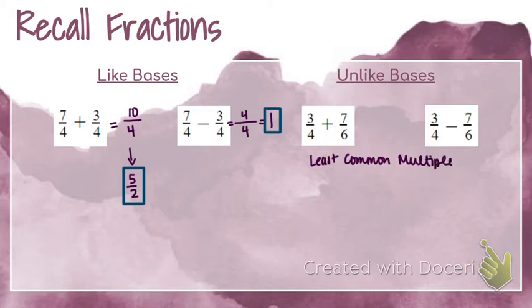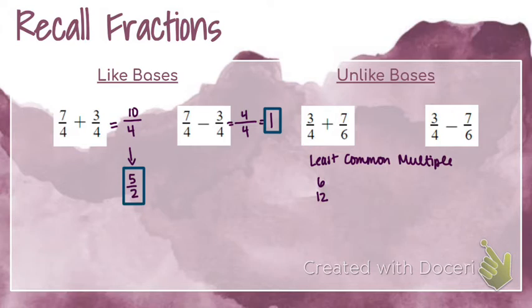The easiest way to do that, in my opinion, is to take the largest number, so 6, and list its multiples until you find one that's divisible by the other one. So we want to find a multiple of 6 that's divisible by 4. 6 times 1 is 6. 6 times 2 is 12. Hold up, 12 is divisible by 4. That's as far as we have to go.